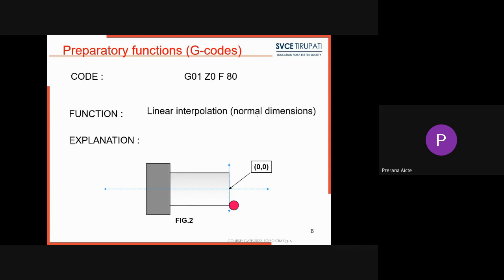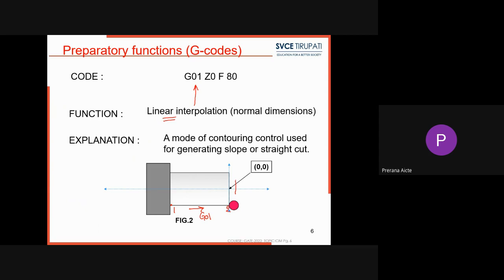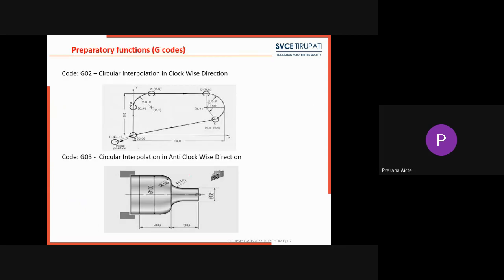The next code is G01. What does G01 mean? G01 represents linear interpolation. That means the cutting takes place in a linear direction. Here the cutting tool is moved from point 1 to point 2, so the cutting action takes place as G01, that means linear cutting. Then the cutting tool is moved from point 2 to point 3, which is also linear interpolation. Next, the cutting tool is moved from point 3 to point 4, and here also linear interpolation takes place, G01.